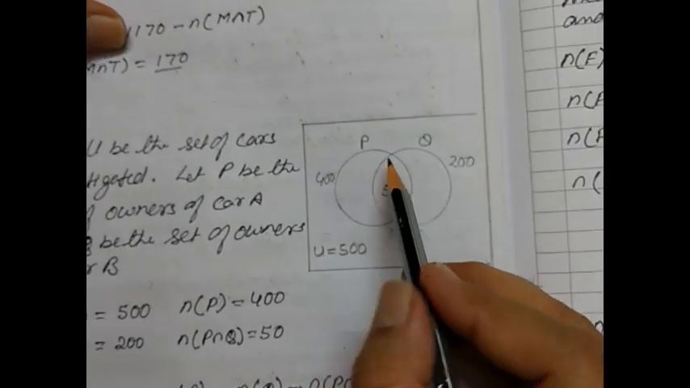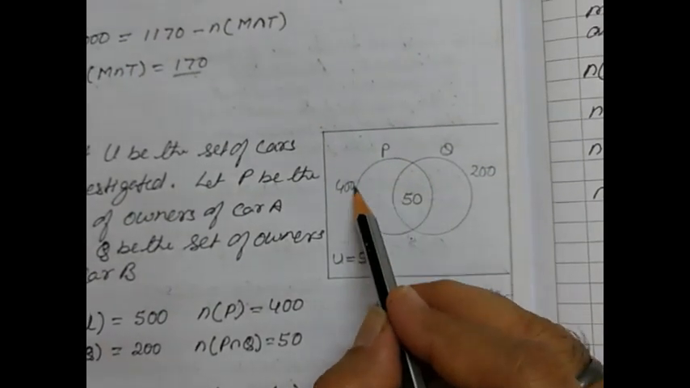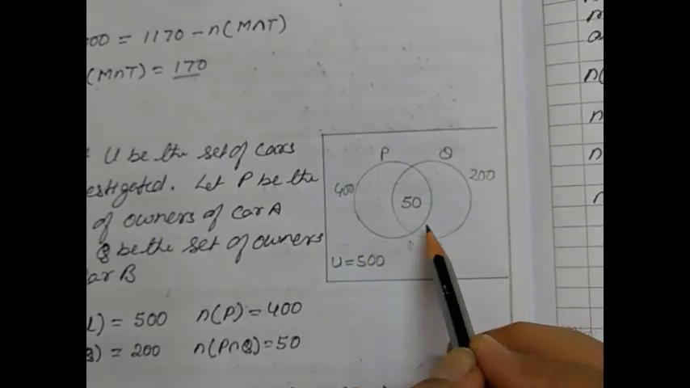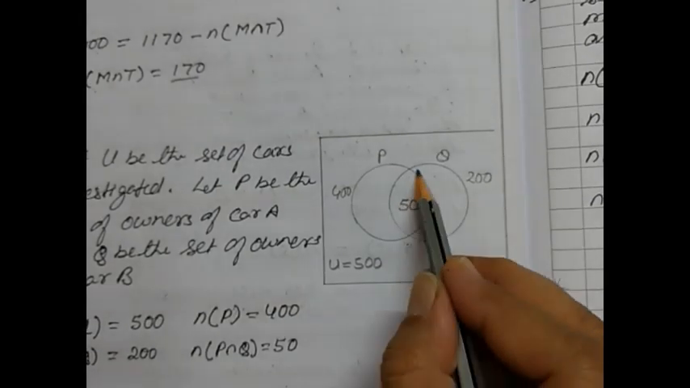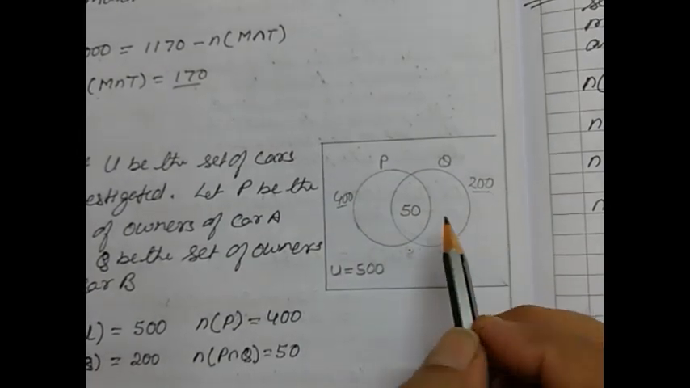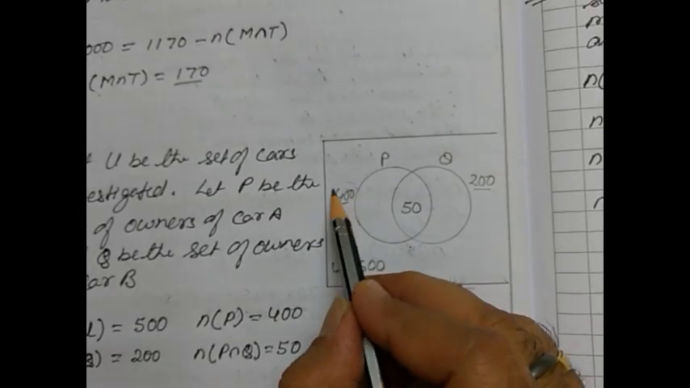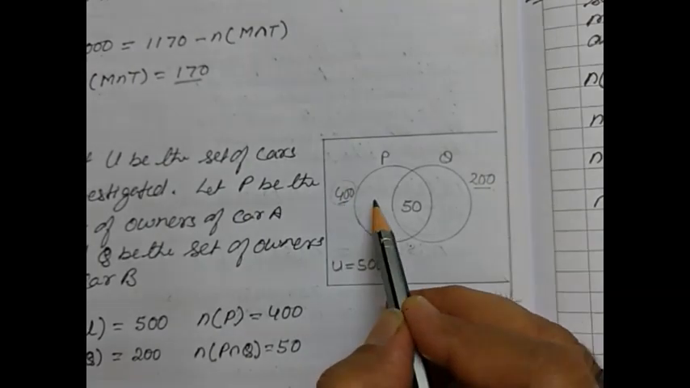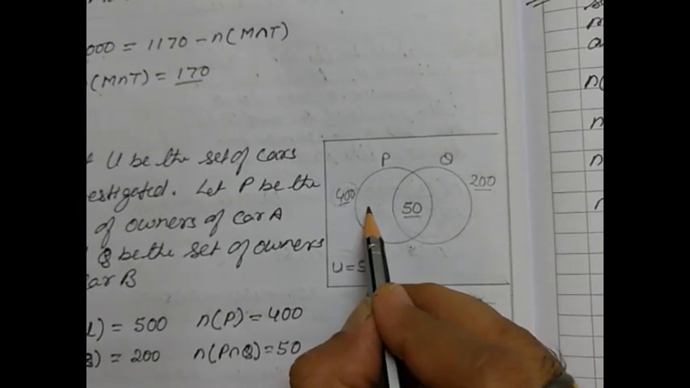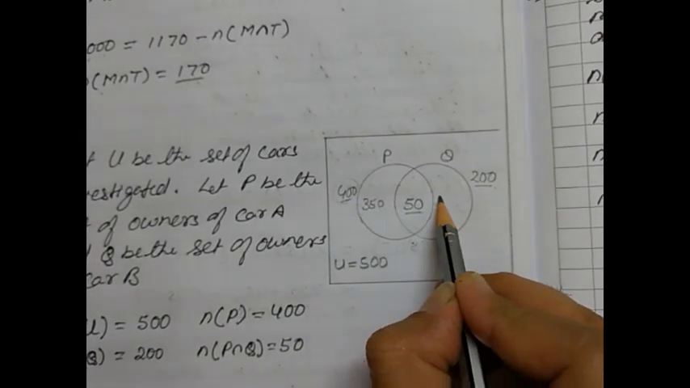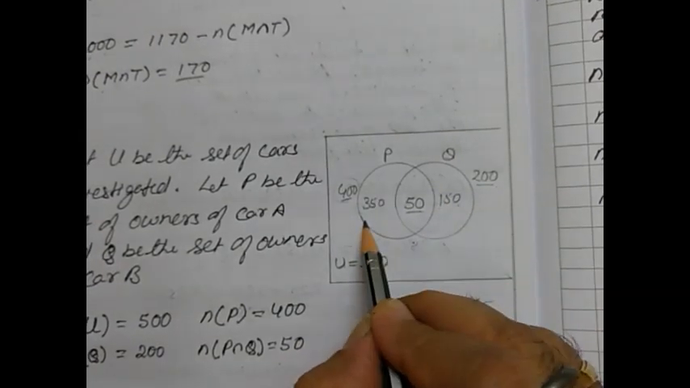Okay, and now we are assuming those who owned car A as set P, and those who owned car B as set Q, and I have written 400 and 200 outside. In every question I have been reminding you that when we are talking about the whole set, we write the number of elements outside the circle. We will not write inside the circle. If we write inside the circle, we need to subtract this portion, because this portion is A minus B. So this will become 350 and here it will become 150. Then only we can write it down.